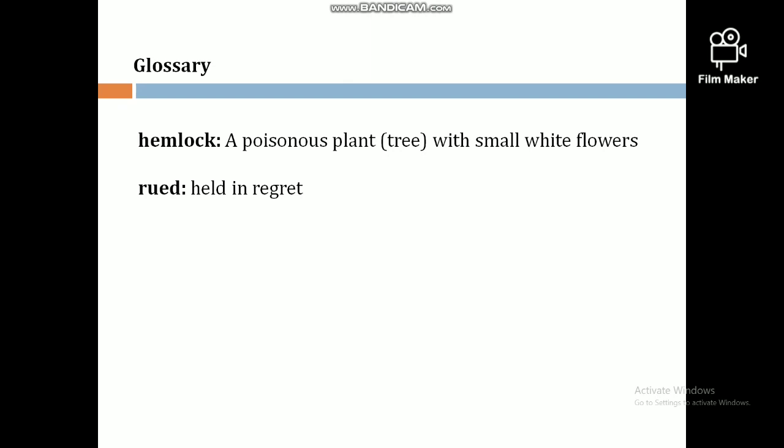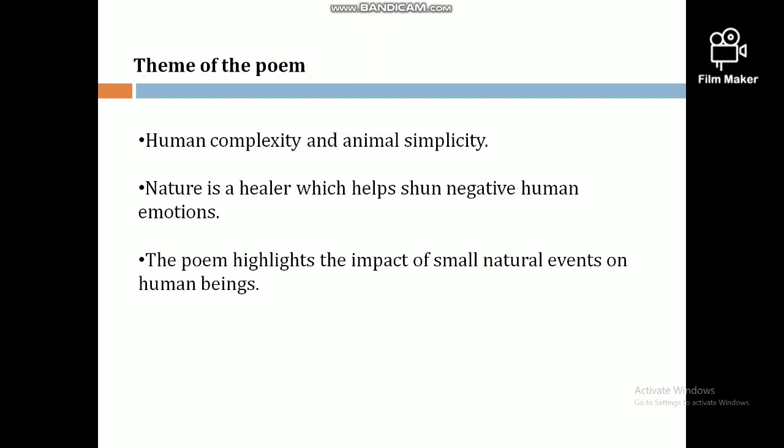The glossary, the meanings of a few words. Hemlock is a poisonous tree with small white flowers, and rued means held in regret. The theme of the poem: human complexity and animal simplicity is the theme of the poem, and nature is a healer which helps shun negative human emotions. The poem highlights the impact of small natural events on human beings. It was first published in the year 1923 in the book New Hampshire.